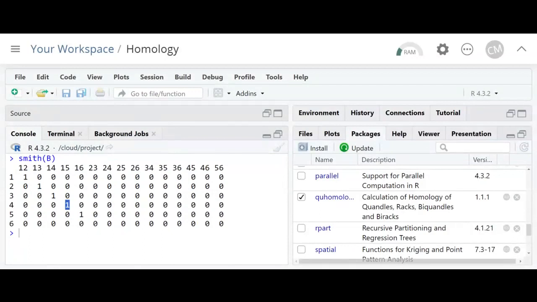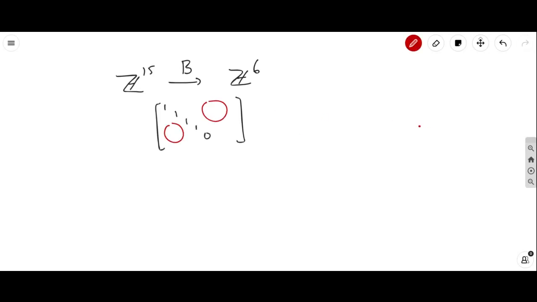What this is saying is, I'm going to switch over to the other board to make this easier to understand. So let me, for the moment, switch back to our main screen, and we'll work this out. On our main screen, we have a mapping from Z15 to Z6, and we call that B. You can always choose bases, so this is convenient. By choosing appropriate bases, this is just 1, 1, 1, 1, 0, Smith normal form, and everything else is 0.